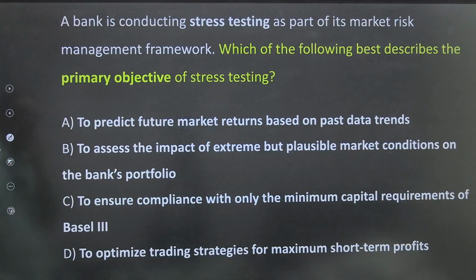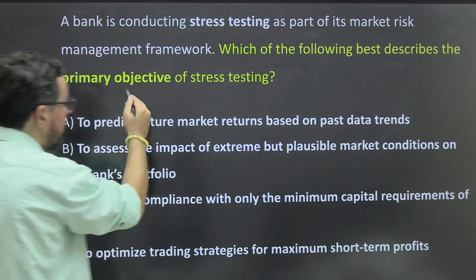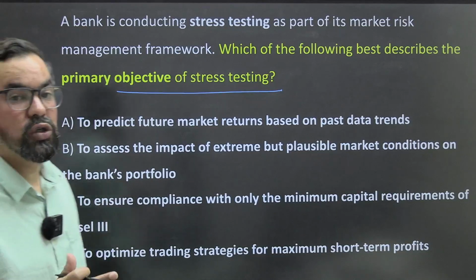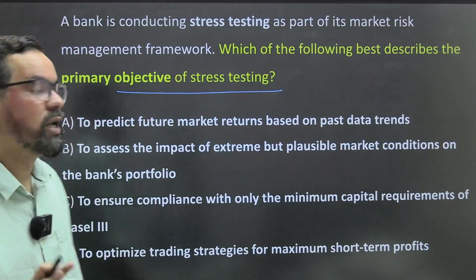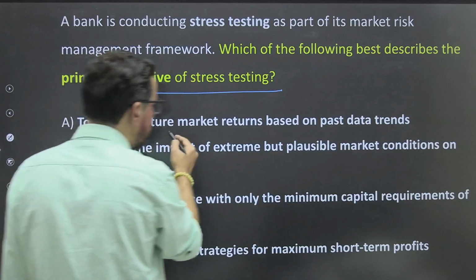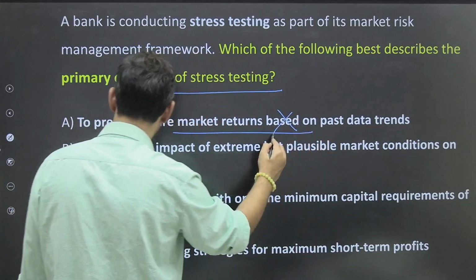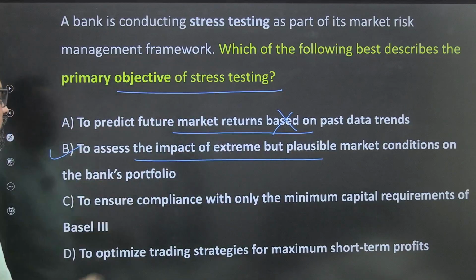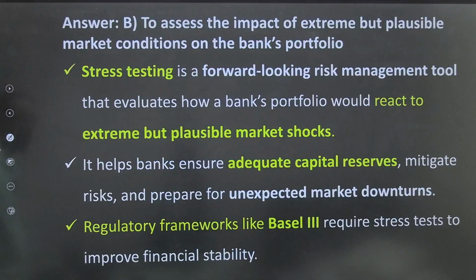Next one. A bank is conducting stress testing as part of its market risk management framework. Which of the following best describes the primary objective of stress testing? It is usually for unexpected market situations or abnormal market conditions. To predict future market returns based on past trends, no. To assess the impact of extreme but plausible market conditions on the bank's portfolio. So B will be the right answer. I hope this is firmly in everyone's mind.